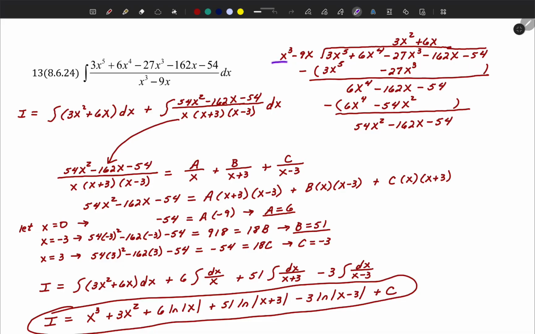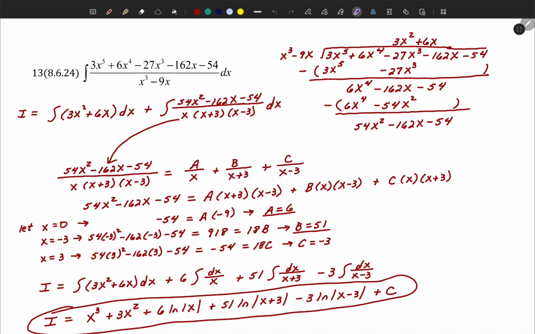Then I say, well, let's divide x cubed into 6x to the fourth. That's going to go 6x times. Then I distribute the 6x times both of those terms. When I do, I'll get 6x to the fourth minus 54x to the second. So now when I subtract those terms out, again, the goal each time is to cancel out the leading term, and it does. I'll have 6x to the fourth gone, but then I'll have positive 54x squared minus 162x minus 54 left over.